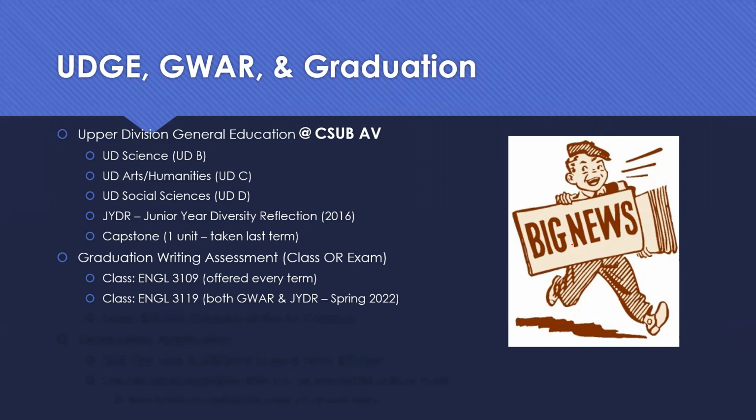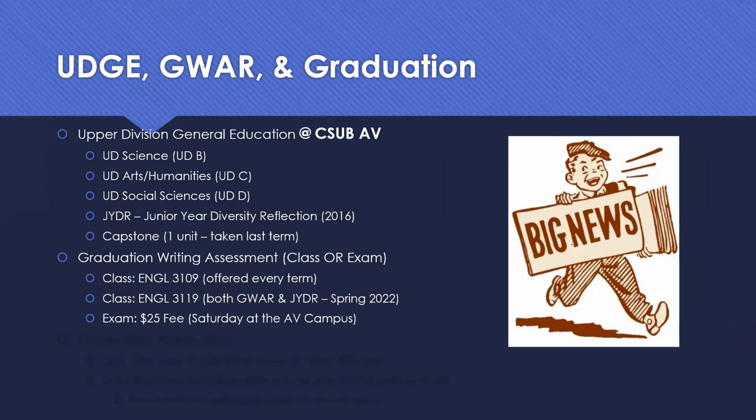The English 3109, it's a course that is offered every term and it's normally fully online. The English 3119, it's a class that counts for both your graduation writing assessment and your junior year diversity reflection. It is offered in the spring term. It is a Zoom class, so it's not fully online, but it's still virtual for those of you who still want the interaction and the live lectures, and being able to meet with your classmates and your instructors. Both of these classes are available for this spring term if you want to take these right away.